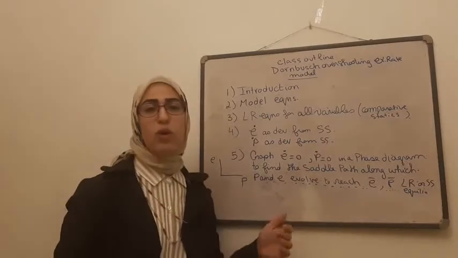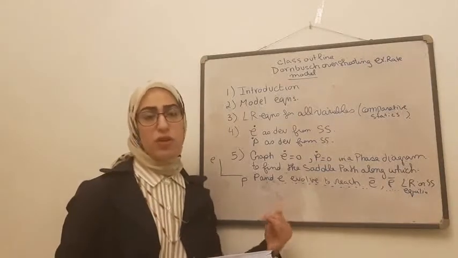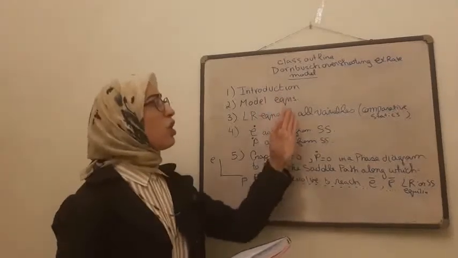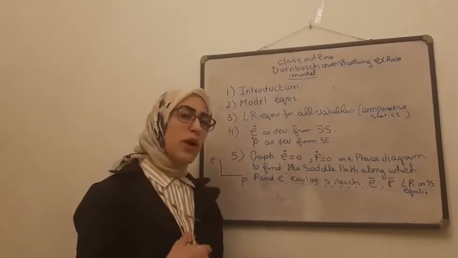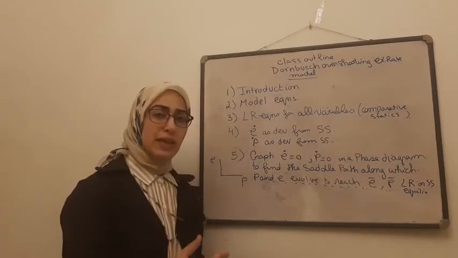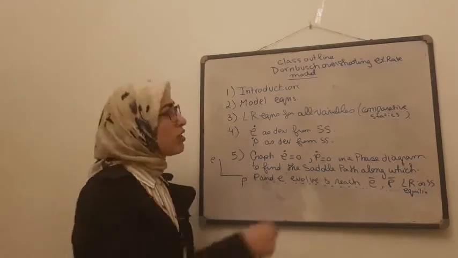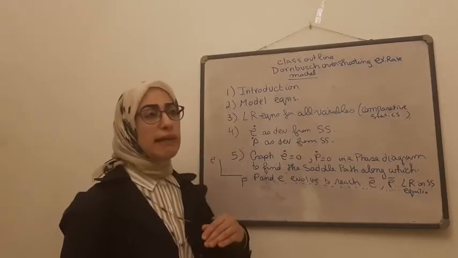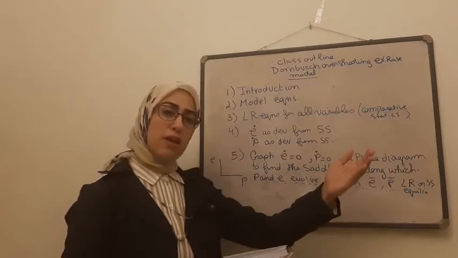زي ما شفنا برضو في المندل-فلامينج model لما كنا analyze a dynamic adjustment of a monetary expansion, شفنا حتة ال exchange rate overshooting. In the Dornbusch model, you will see that there are three possibilities, or one of the possibilities, and actually the most likely scenario is that upon a monetary expansion, the exchange rate will overshoot. Will overshoot, يعني will depreciate by more than the long run value.